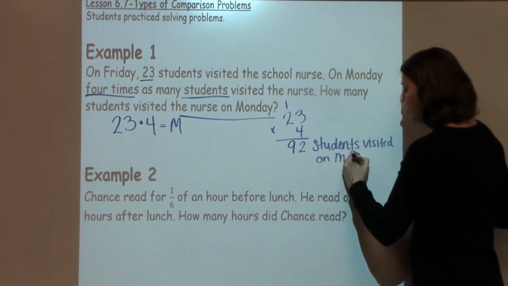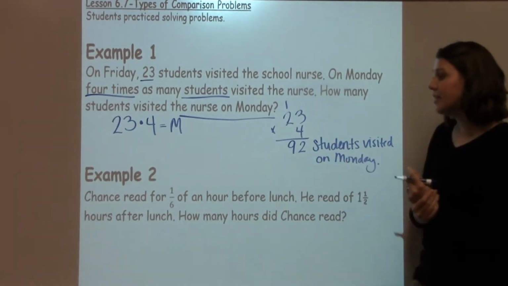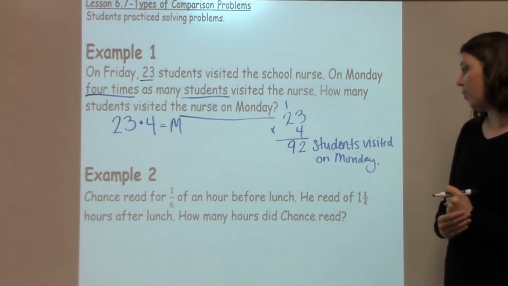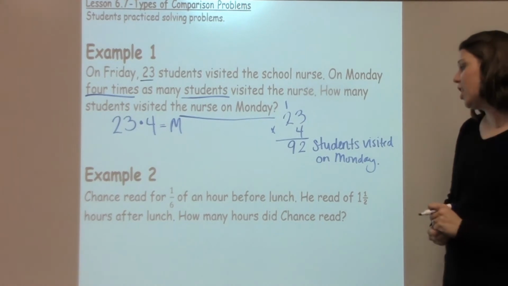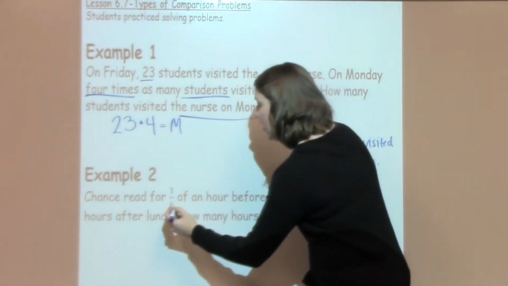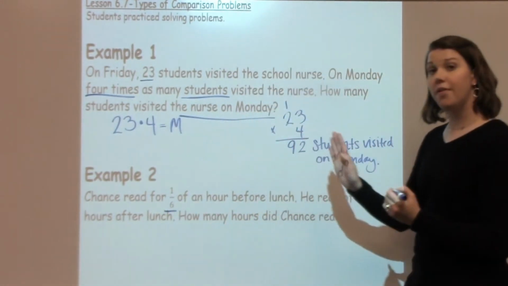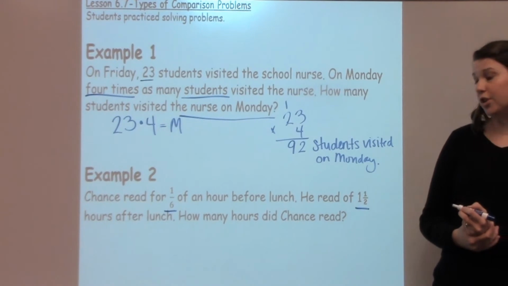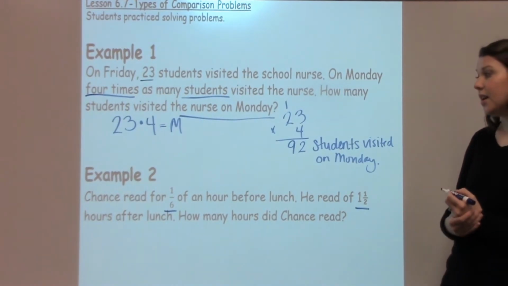So let's go on to question number 2. It says, Chance read for 1/6 of an hour before lunch. He read for 1 1/2 hours after lunch. How many hours did Chance read? So when I look at this, we've got 1/6 of an hour before lunch, and then he read 1 1/2 hours after lunch. How many hours did he read?